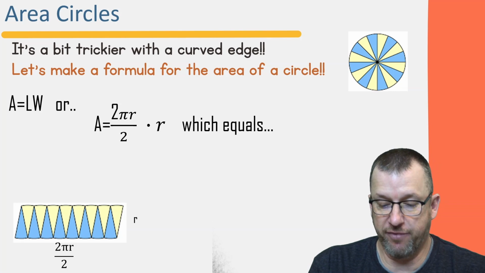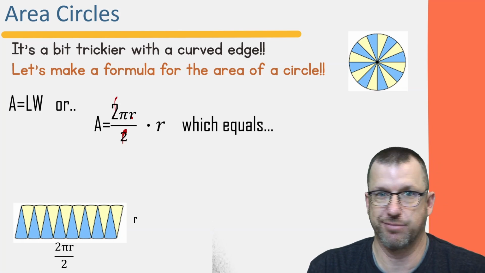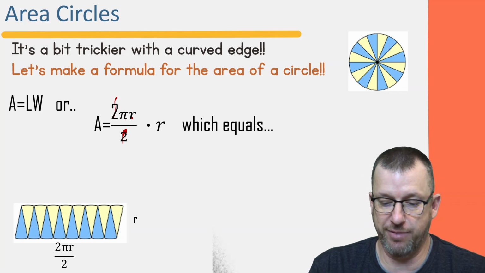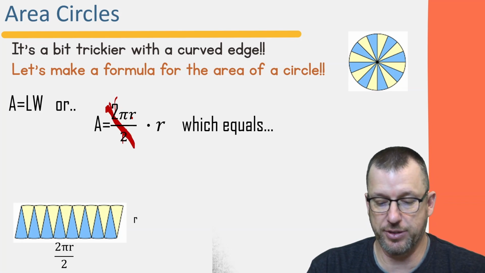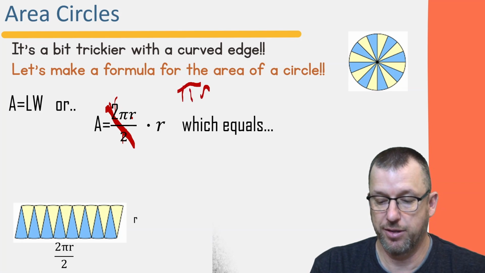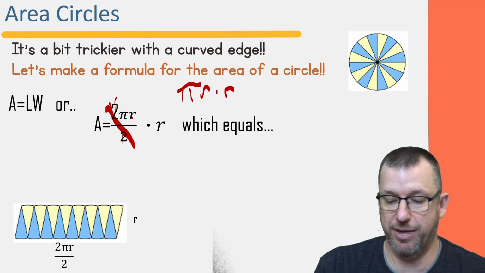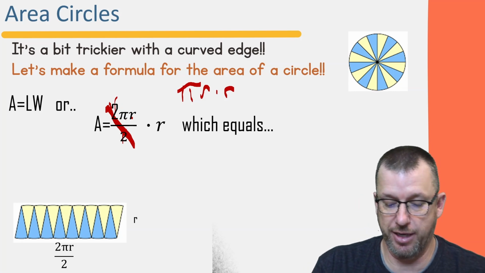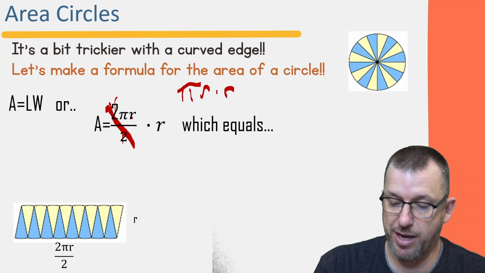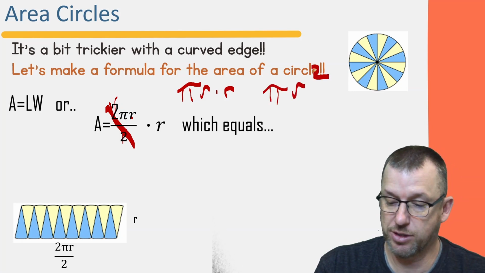If I take pi times r and I double it, and then I cut it in half, I'm just canceling those two out, right? Because 2 divided by 2 is 1. So I can cancel that. And I end up getting pi times r times r. R times r is a number multiplied by itself, which means it becomes an exponent, right? So that means this would be pi times r squared.